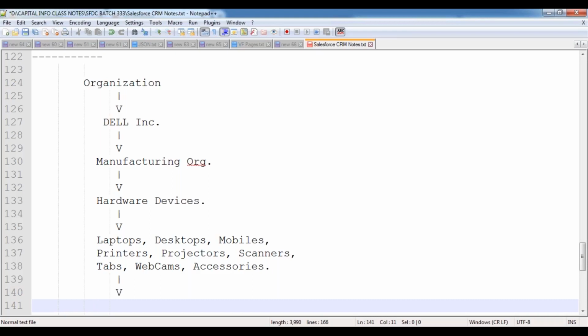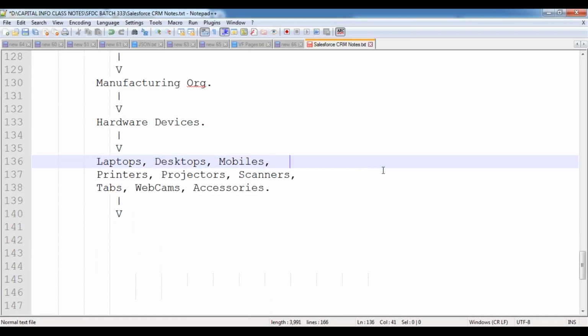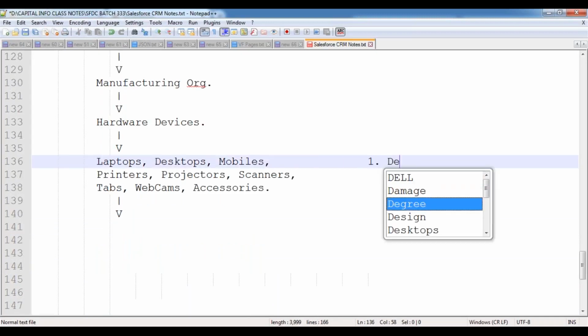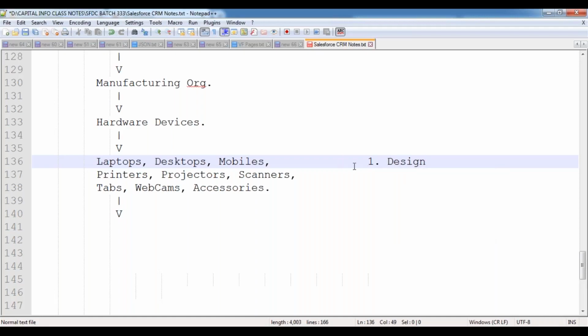Dell people are purely concentrating on two things. The first one is the design. That means, how will my next model of laptop look like? How will my next model of desktop look like? How will my next model of projector look like? How will my next model of printer look like? They're concentrating on the design, because the design is very important for every product.